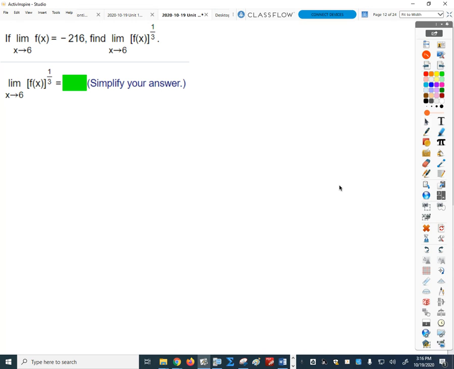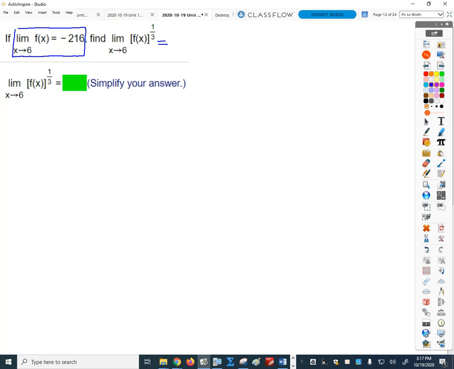All right, what about something like this? We don't really need a calculator for this. This is just properties of limit stuff. So we know if we define the limit of f of x as x approaches 6 is negative 216, then we could say the limit of f of x to the 1/3 as x approaches 6.